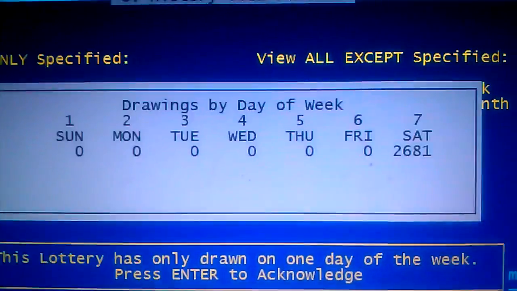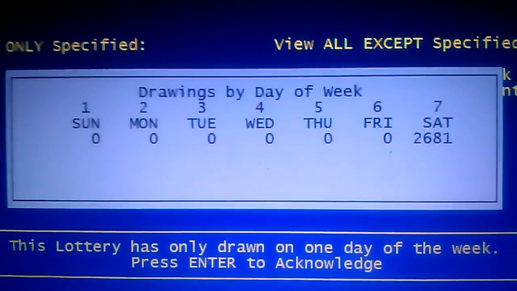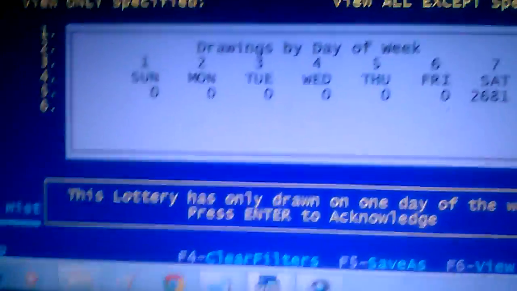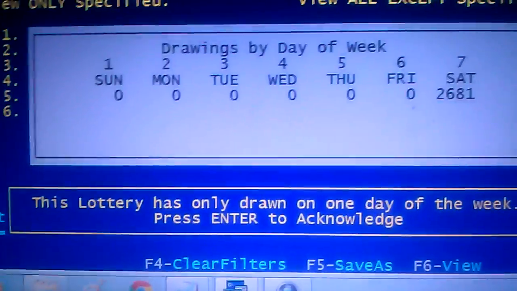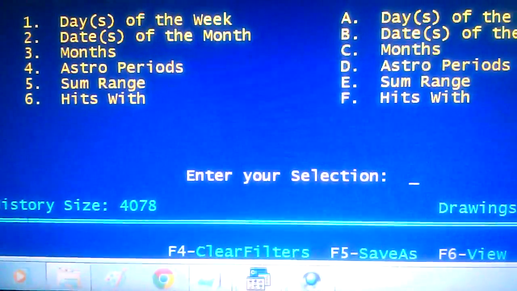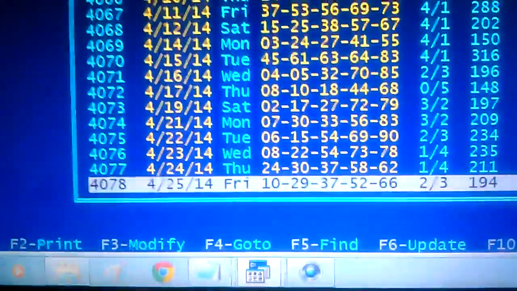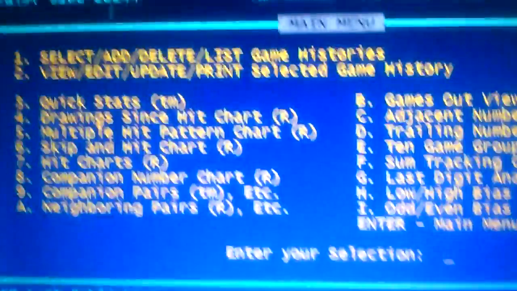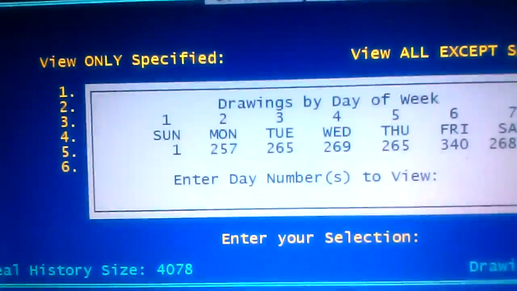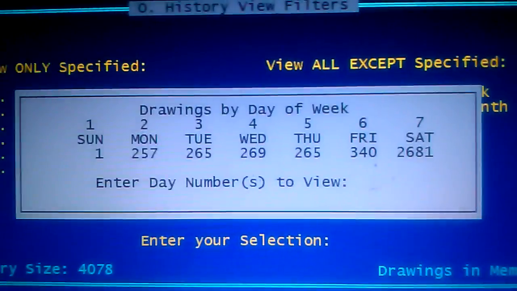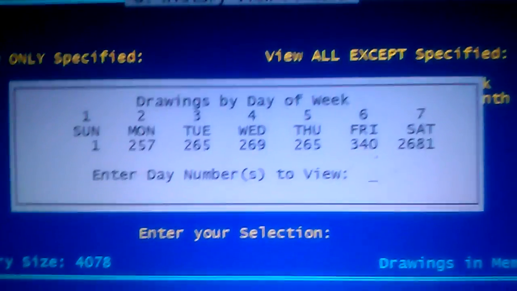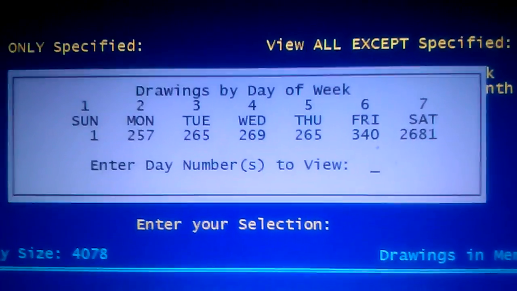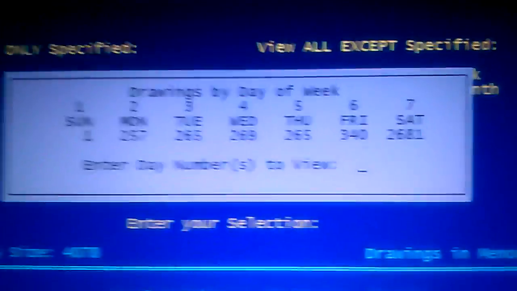And I can do this for any day of the week. I can separate it to any day of the week that I choose to. So it's not limited. My software is limitless. When you really look at it, it's limitless. It shows me how many drawings have been held on the various days of the week based on the draw information that I have.